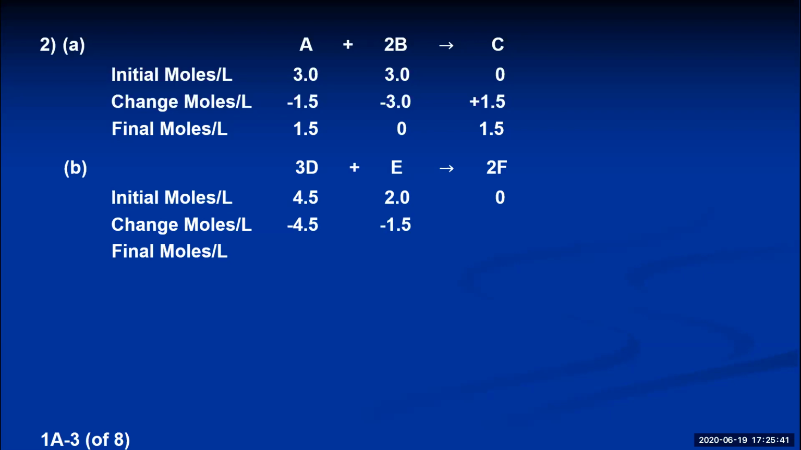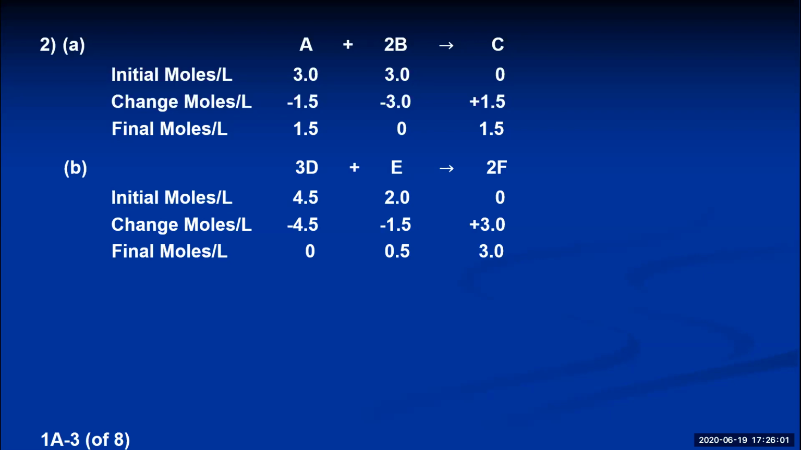E and F are in a 1:2 ratio, so if 1.5 molar of E reacts away, you're going to form twice the number of molarity of F, which will be 3.0. Adding the columns, you'll have no D left over, 0.5 molar of E left over, and 3.0 molar of F are formed.